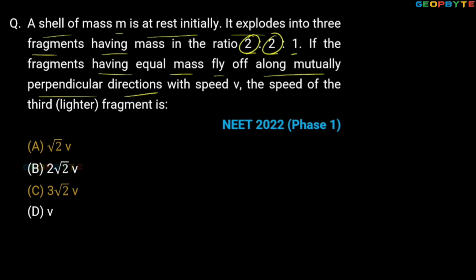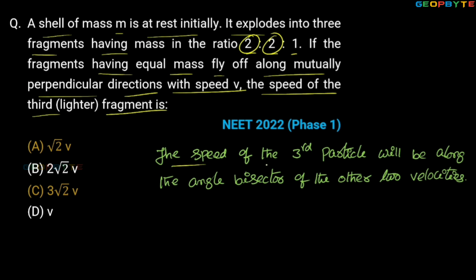That means if one may be in the x-axis, the other one should be in the y-axis with a speed v. The speed of the third, that is the lighter fragment, will be... That is the question. For that, look at the important point. The speed of the third fragment or third particle will be along the angle bisector of the other two velocities.